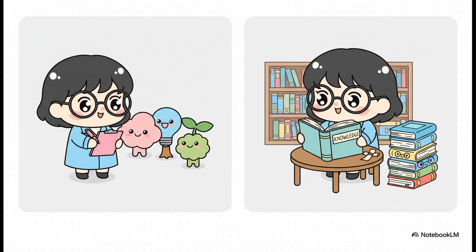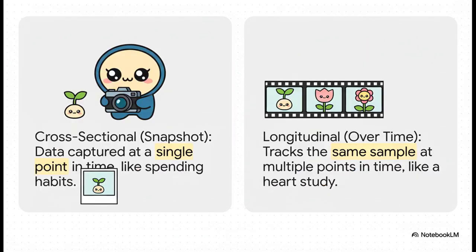You're analyzing evidence that somebody else already collected. And finally, what's the timeline of your evidence? Cross-sectional data is like taking a single photo of a crime scene. It's a snapshot of one specific moment in time. But longitudinal data? That's the surveillance footage. It tracks the same subjects over a long period, showing you patterns and how things change. One shows you a moment, the other tells you the story.